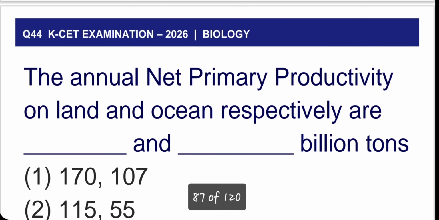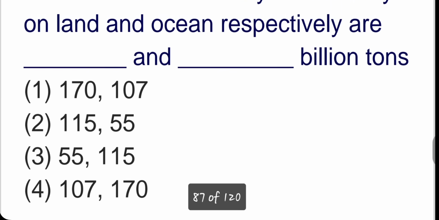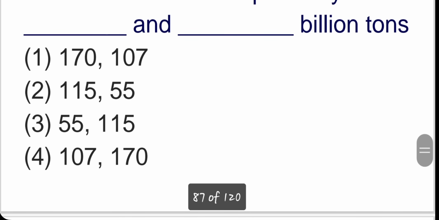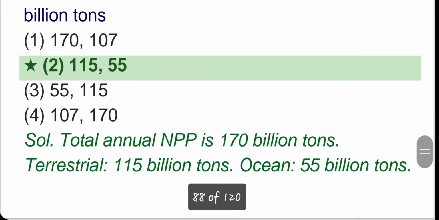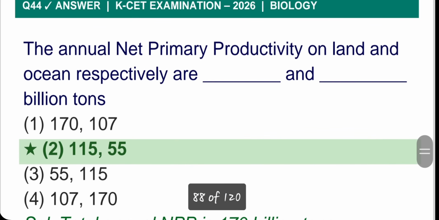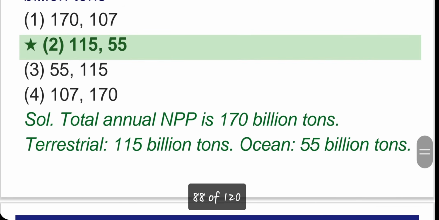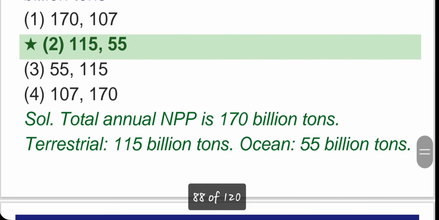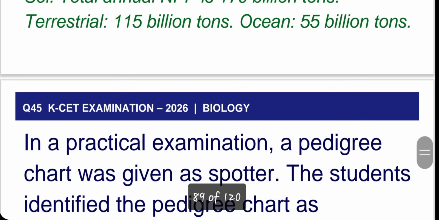The annual net primary productivity of land and ocean respectively are dash and dash billion tons. You should have marked it up. So it comes to around 115 and 55. So total annual net primary productivity is 170 billion tons. Terrestrial is 115 billion tons. Ocean is 55 billion tons.